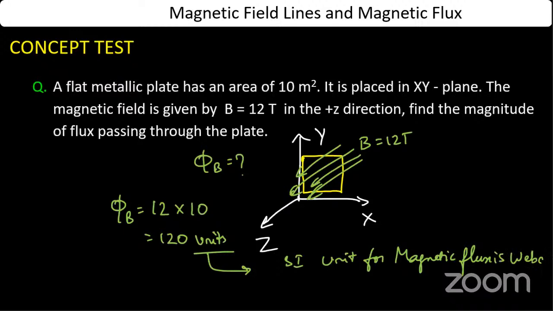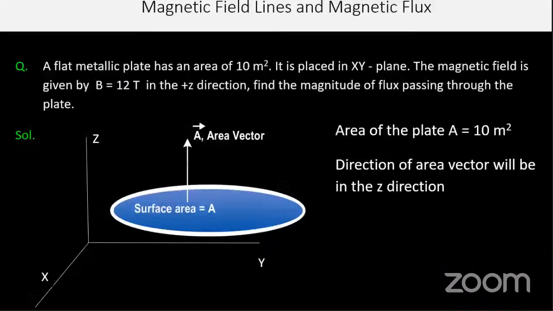Weber. Okay, we'll learn about Webers in detail in the upcoming part. So yes, area of cross section. Here they have considered the XY plane in the bottom part and the Z plane in the upper part. So this is the surface area and the area vector is in this direction. So my theta will be equal to 0 degrees.